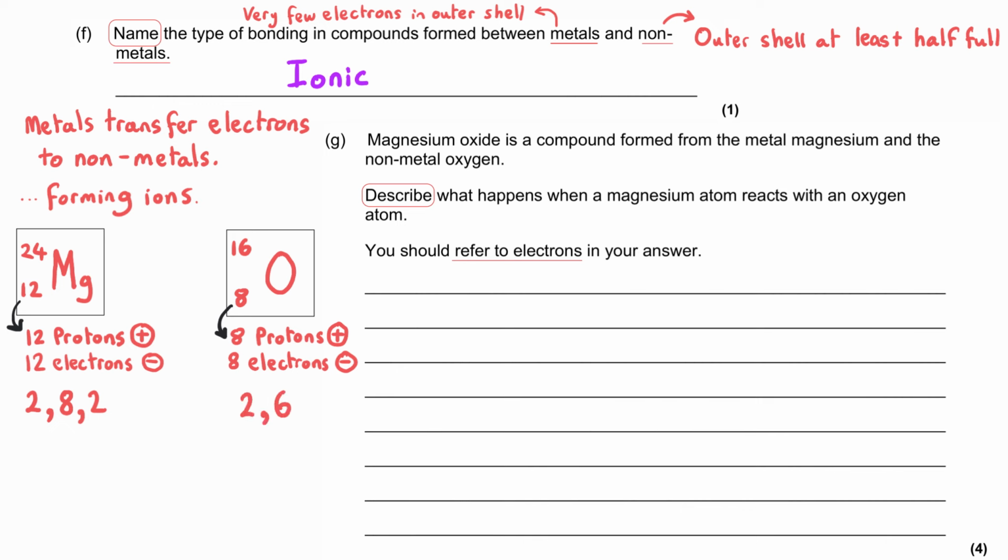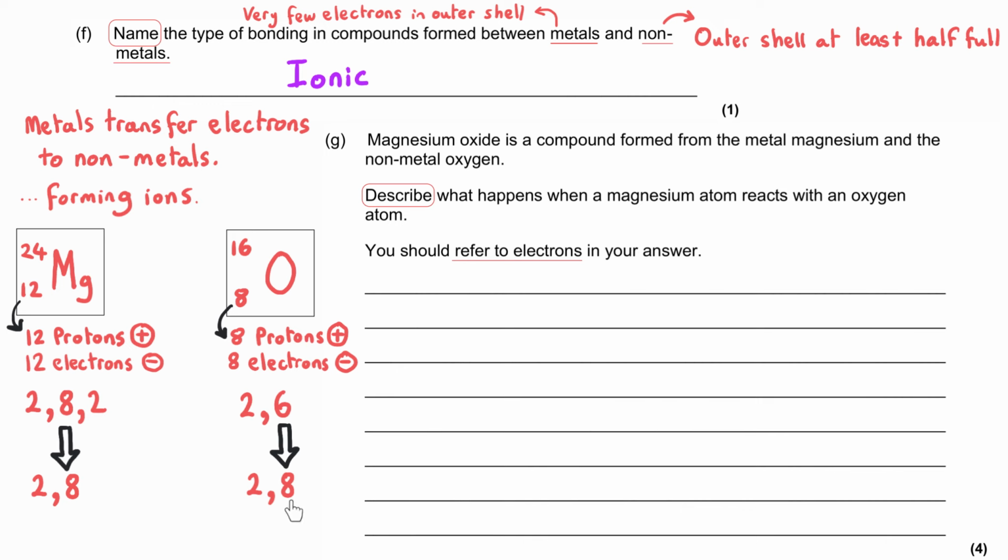And you can see now that magnesium with 2 in its outer shell needs to get rid of those 2 electrons in order to have a full outer shell. That second shell becomes the outer shell and it will be full. And we can also see that oxygen needs to gain 2 electrons to fill its outer shell, and that will turn the 6 into 8, which is a full outer shell.